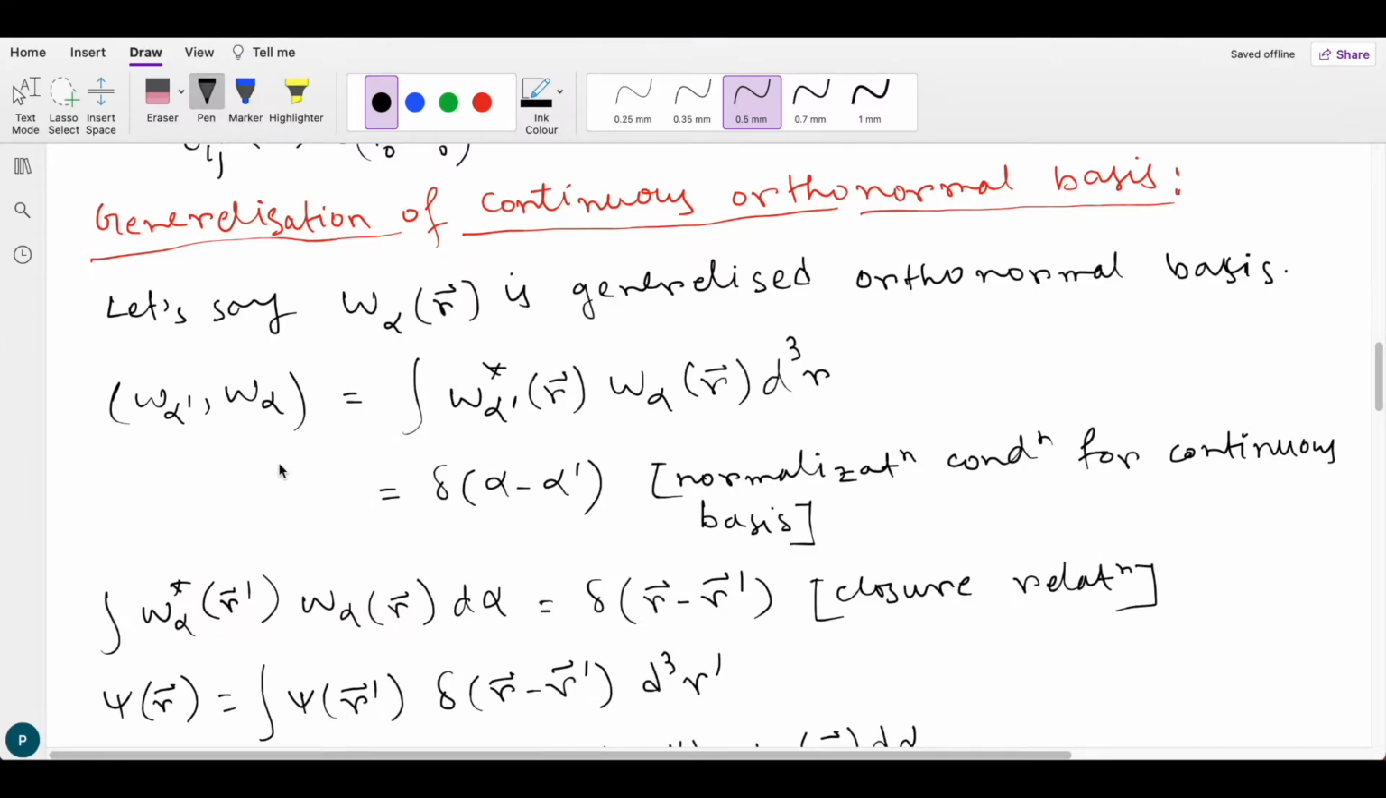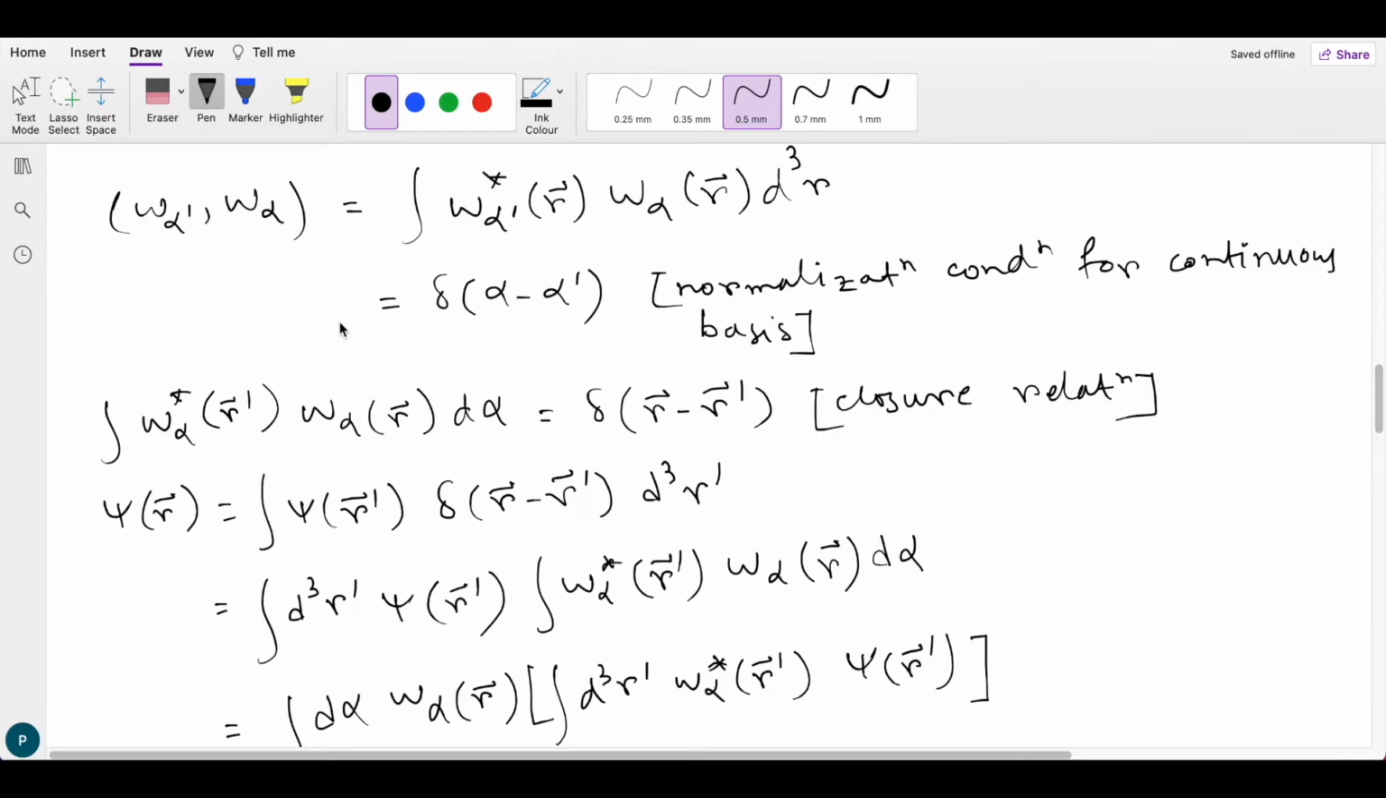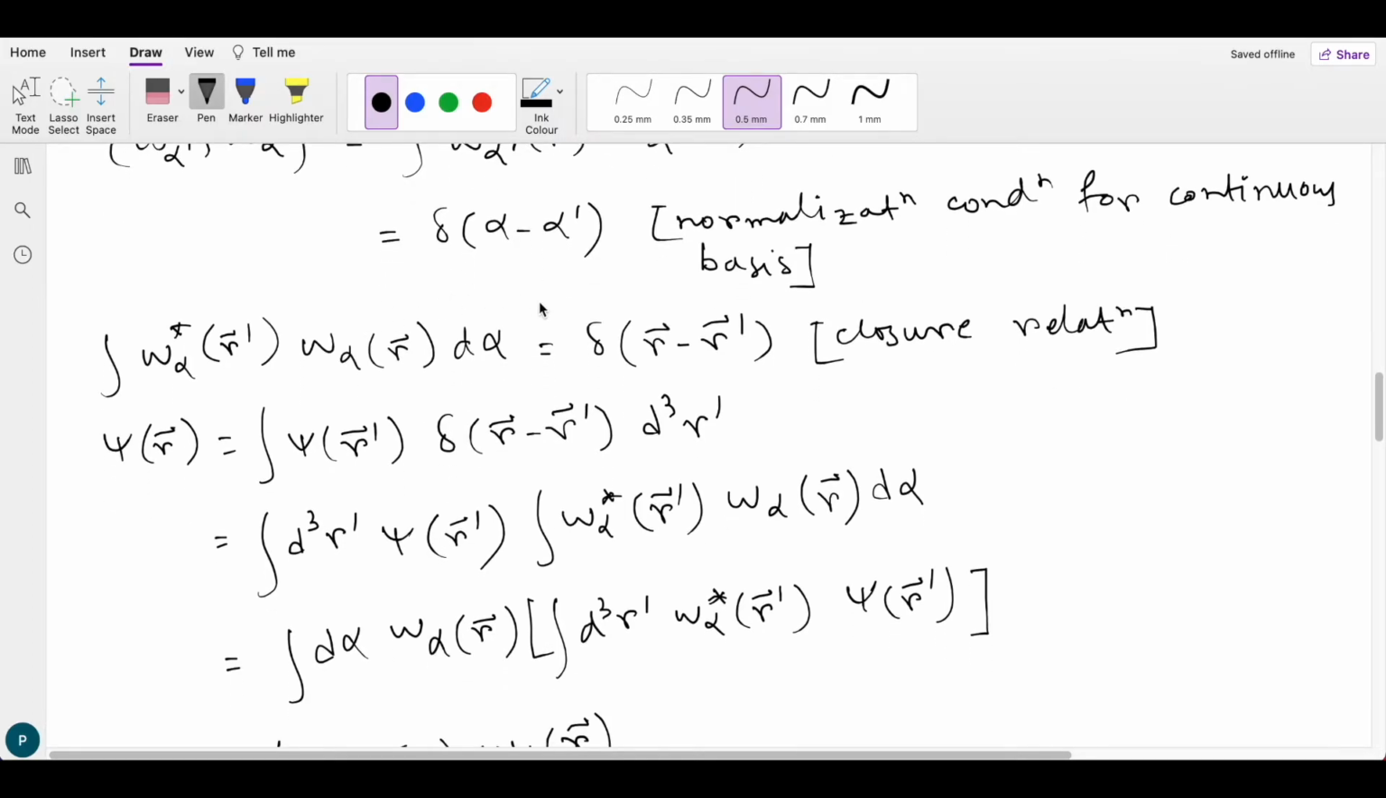So let's formulate a generalized continuous orthonormal basis. Let's say W alpha of r is a generalized orthonormal basis. So we know that this has to satisfy the normalization condition. The scalar product of W alpha prime with W alpha is the Dirac delta function delta of alpha minus alpha prime. Similarly, the closure relation is the integral of W alpha star of r prime times W alpha of r d alpha, which is delta of r minus r prime.